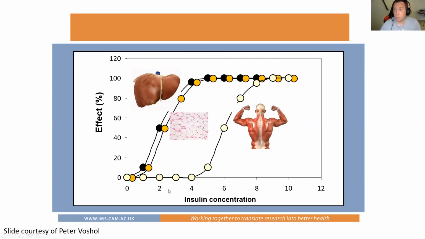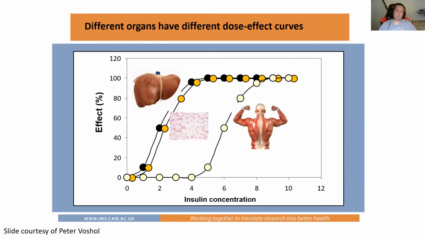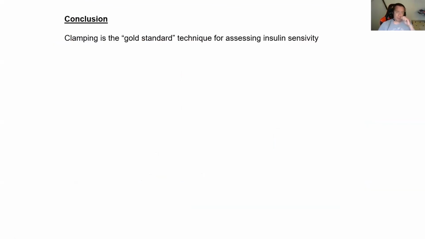Conversely, at just 2 units, what you may be seeing is about 50% of insulin's effect on liver and adipose tissue, and absolutely no effect whatsoever on muscle. And that is the case. We do see experiments where, between the basal and the hyperinsulinemic state, we see absolutely no effect on RD, but we still have a GIR component because all we're doing is suppressing hepatic glucose production. So different organs have different dose effects. Okay, so I'll conclude this section by saying clamping is the gold standard technique for assessing insulin sensitivity.